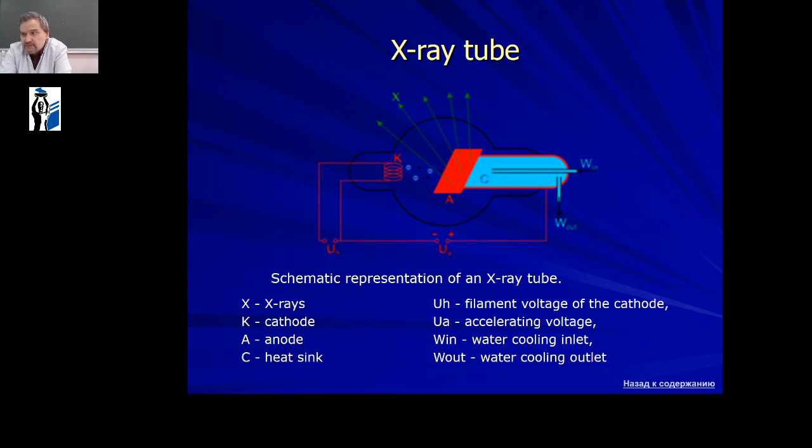What are the devices of the X-ray machine? The first component is control panel. The next component is generator. Generator generates a voltage that is applied to X-ray tube, and the main part of the X-ray machine is X-ray tube.